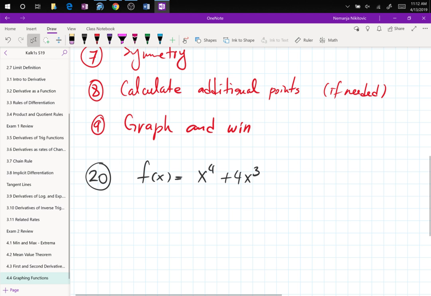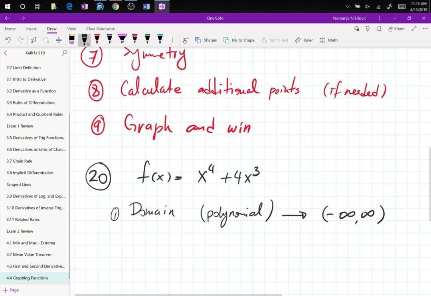What are all of our, first of all, domain, number 1, domain. Well, this is polynomial. And if it's polynomial, hopefully you learned that domain is all real numbers. So negative infinity to positive infinity. You can also write that, or you can write the double bar R. So whatever makes you happy, right? Well, happiness is our primary concern. United Airlines, good.